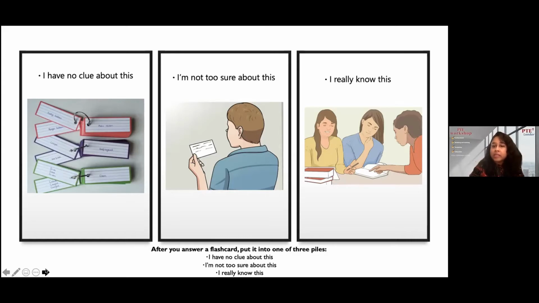And then you will always have some questions or words you are very confident about. You always know about those things. So keep those separate as well.